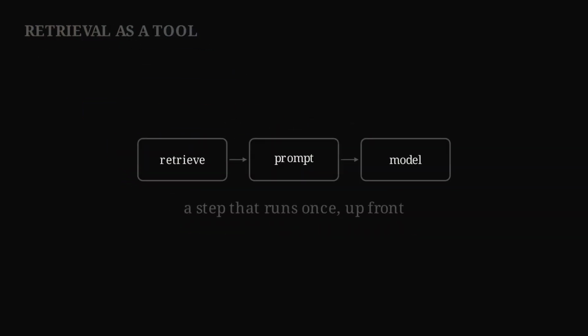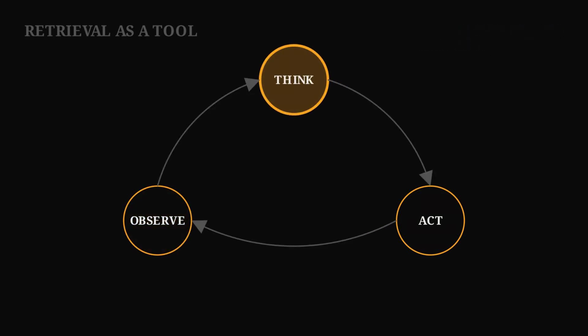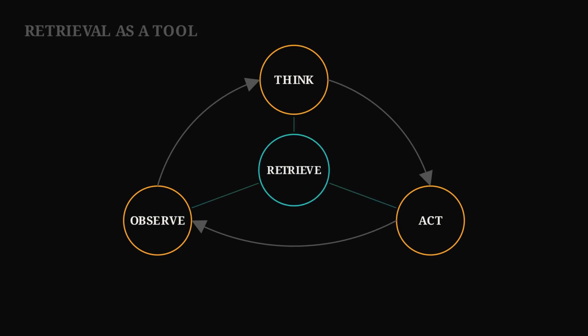So here's the shift. Stop treating Retrieval as a step that runs before the model thinks. Make it a tool the model can choose to call. If you've seen the earlier tutorial on how AI agents work, you already know the shape. Think, act, observe. The model reasons about what it needs, takes an action, looks at what came back, and goes around again. Agentic RAG is that loop, with the search box as one of the hands. The retriever stops being the pipeline and becomes a tool inside it.